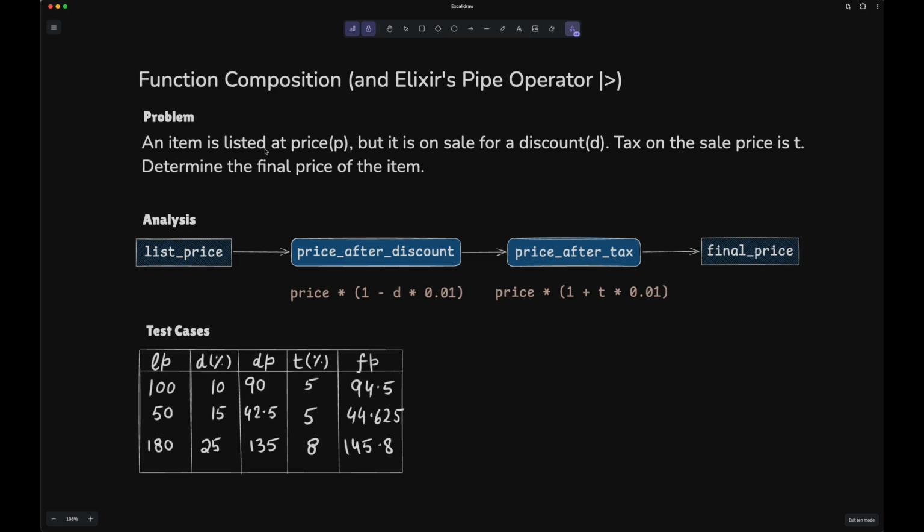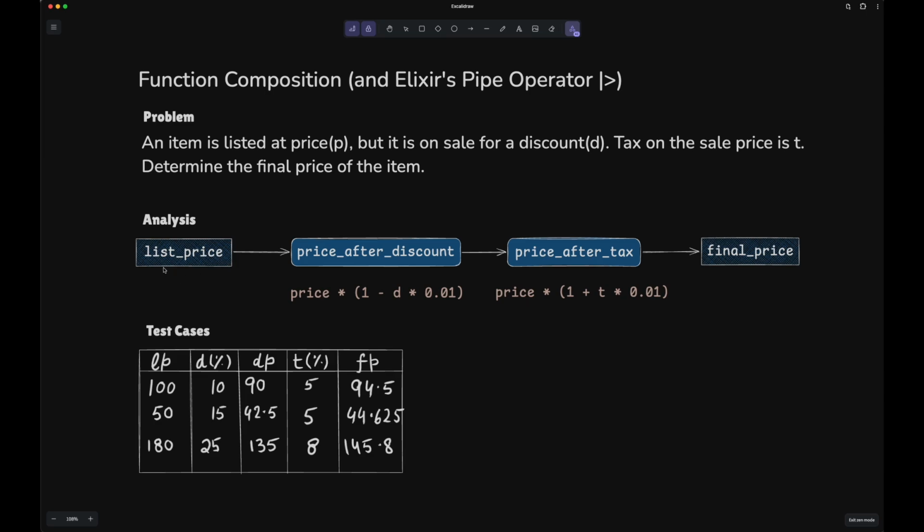An item is listed at price P, on sale for a discount D. Tax on the sale price is T, and we are going to assume that D and T are in percentages. Determine the final price of the item. Here is our analysis for this problem.